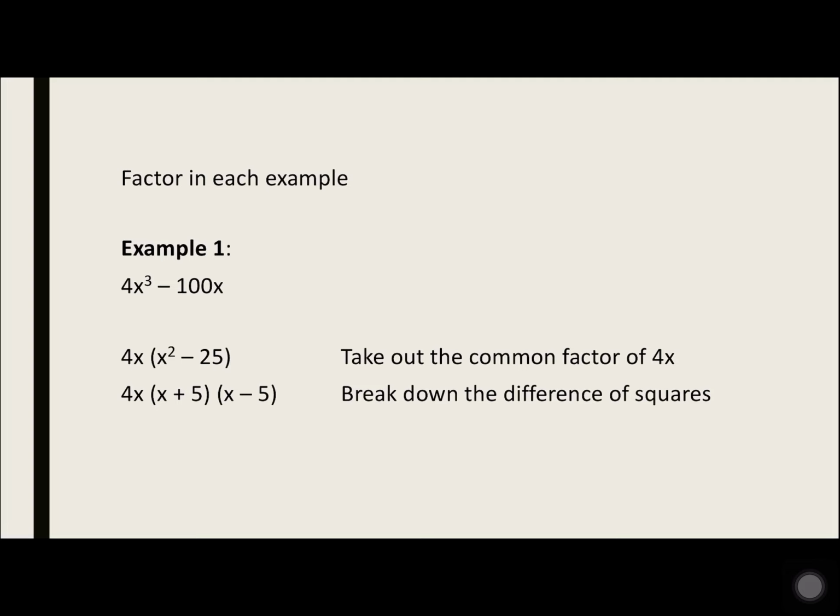Then you break down the difference of squares that's inside the parentheses. X squared minus 25 breaks down into x plus 5, x minus 5. So the final answer is 4x times x plus 5 times x minus 5.